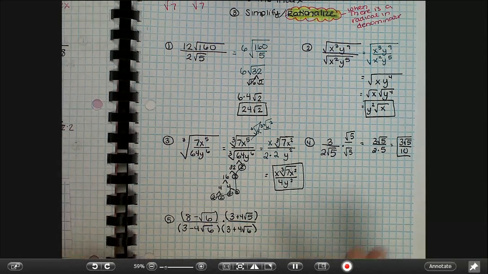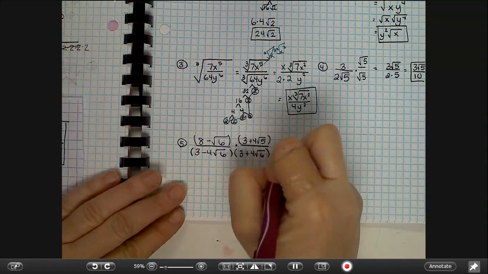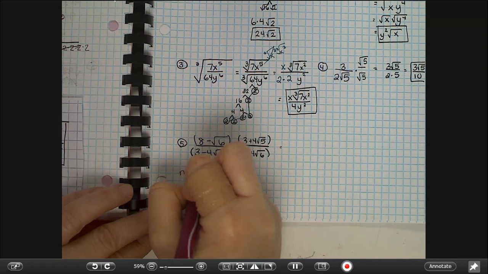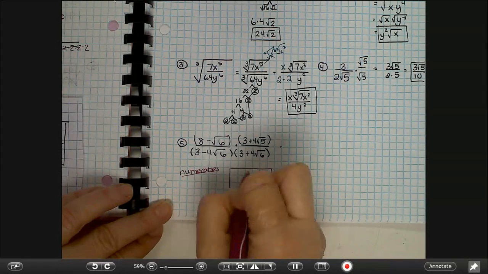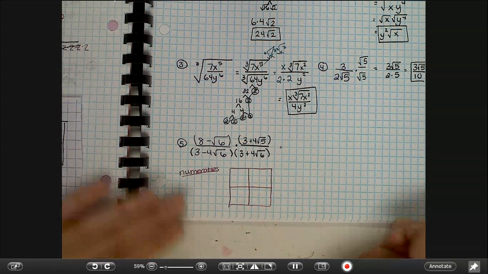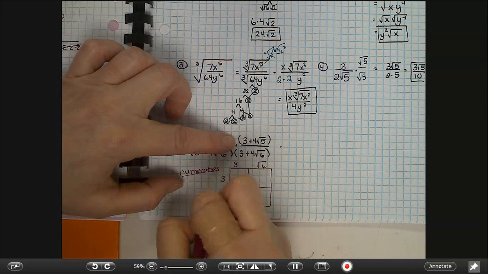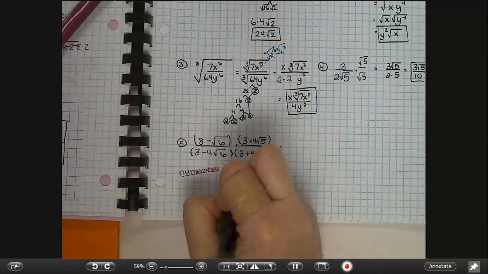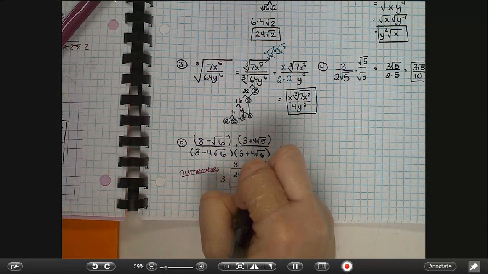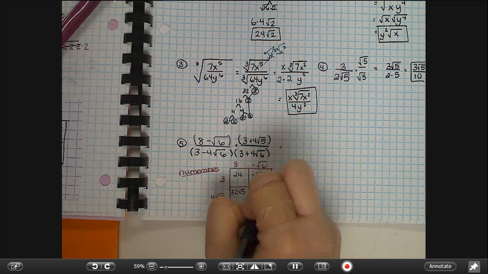All right, so now we have a lot of side work to do. We need to multiply the numerators, which I'm going to do right here. You can use FOIL, or you can use the box, which is what I'm going to use because I think most of you are more familiar with that. So for the numerator, we have 8 and the square root of 6, 3 and 4 root 5. 8 times 3 is 24. This will be negative 3 root 6, 32 root 5, and negative 4 root 30.